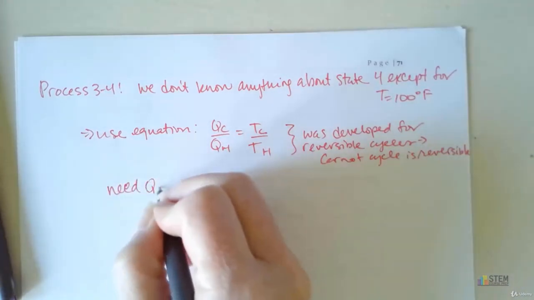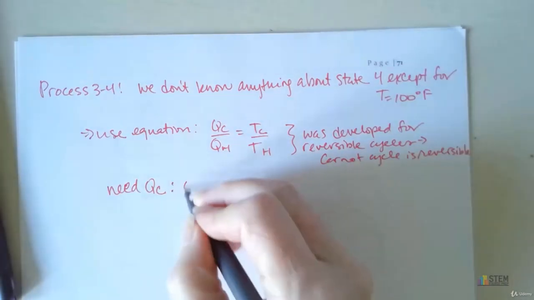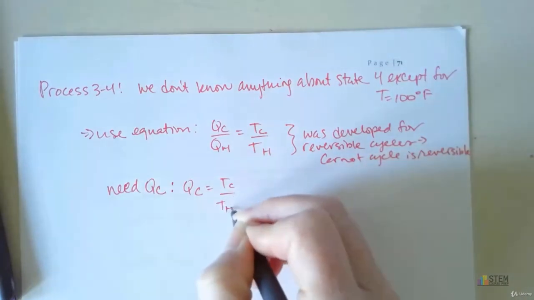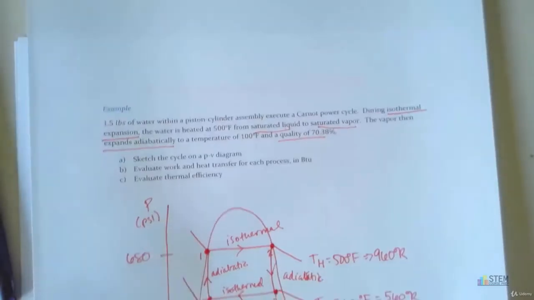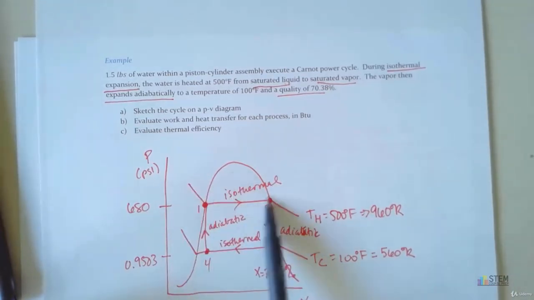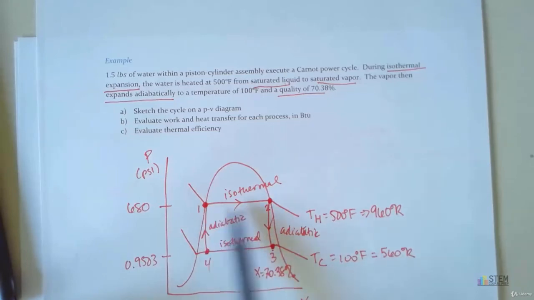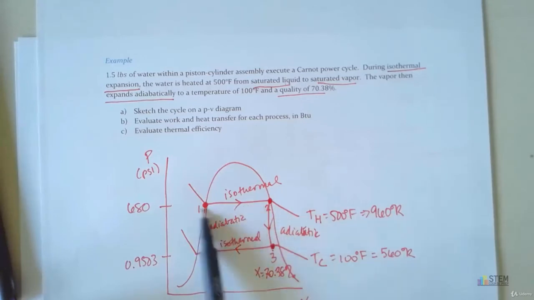We need QC. Let's solve that equation for QC. QC is going to be TC over TH times QH. Now you might be looking at that thinking, okay, I got that we have the temperatures, but what is this QH? QH is going to be the energy transfer you had when you were dealing with that hot reservoir. So if you look at your picture here, this is our temperature line for our hot reservoir. And we already found Q for this process going from 1 to 2. So QH is going to be the Q value we found from 1 to 2.